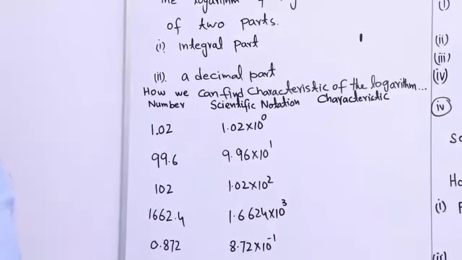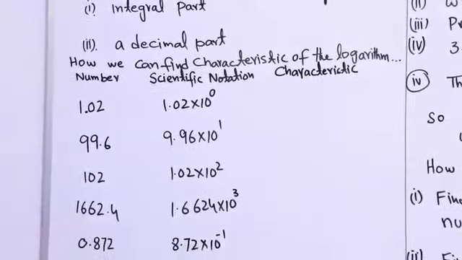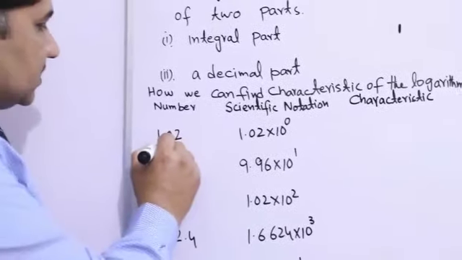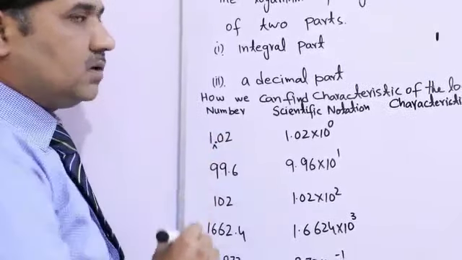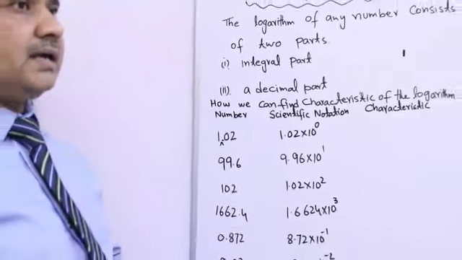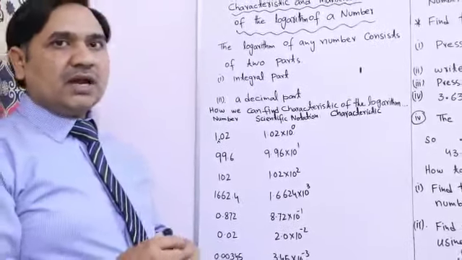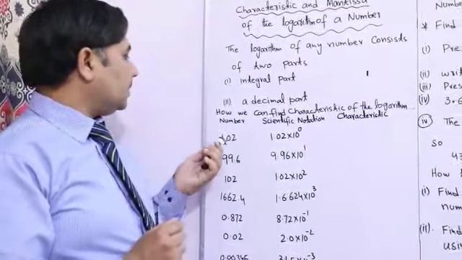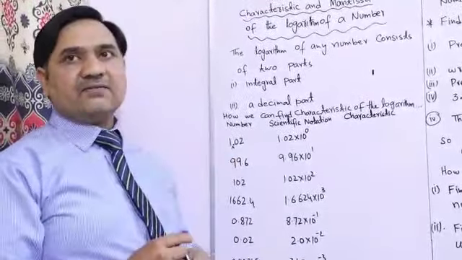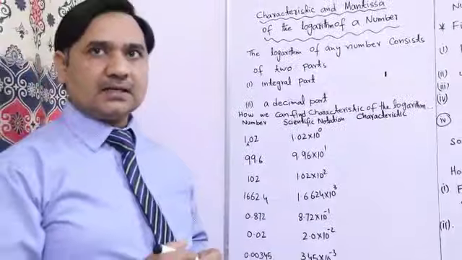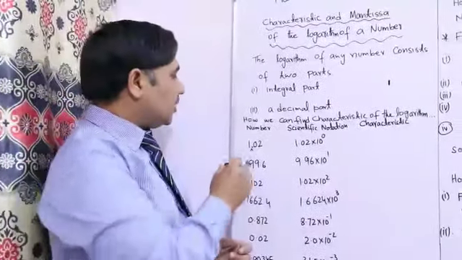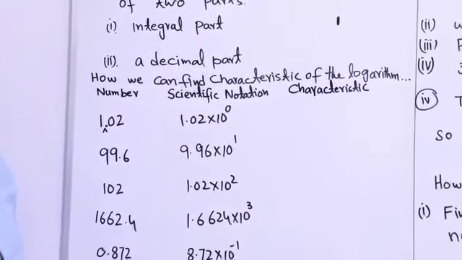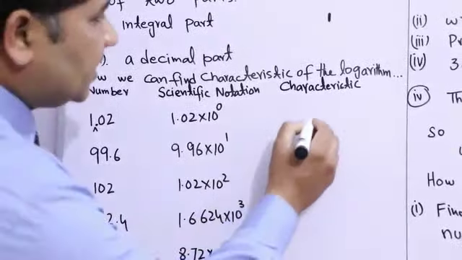To find the characteristic, first we have to know where our first non-zero digit is, that is 1. So here is the reference position, and our decimal point is at that position. The distance between the decimal point and the reference position is known as the characteristic of a number. Here there is no digit between the decimal point and the reference position, so the characteristic is 0.